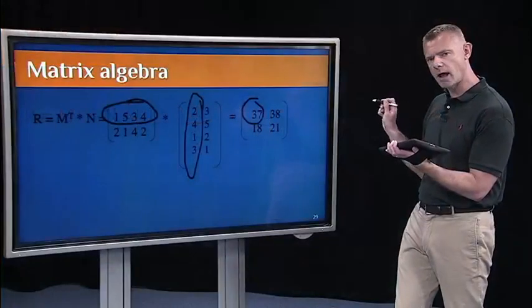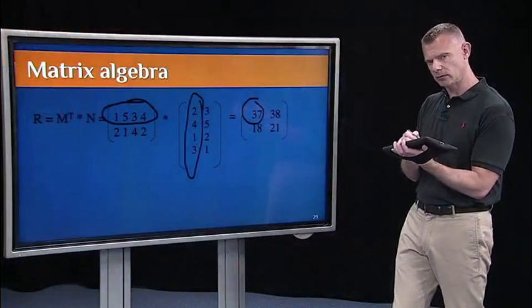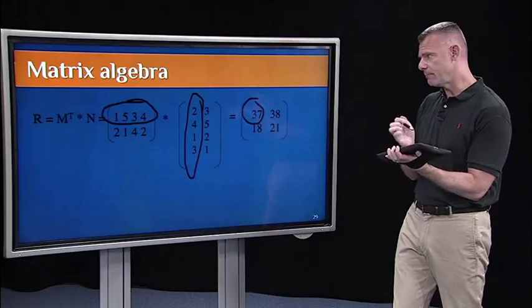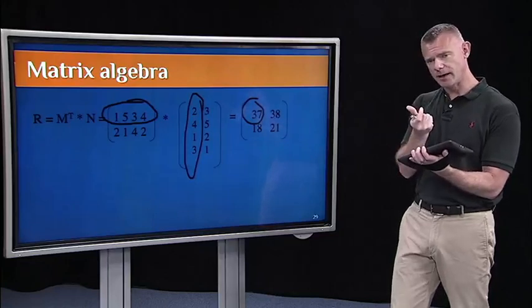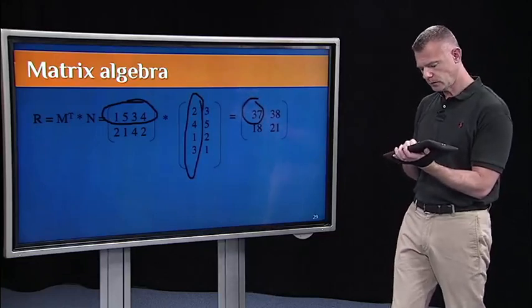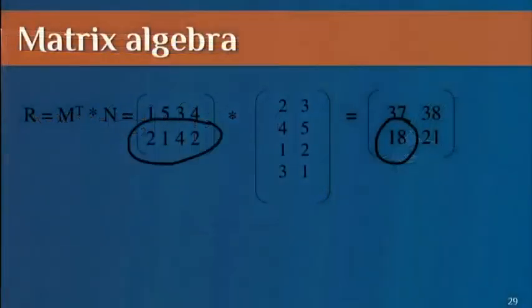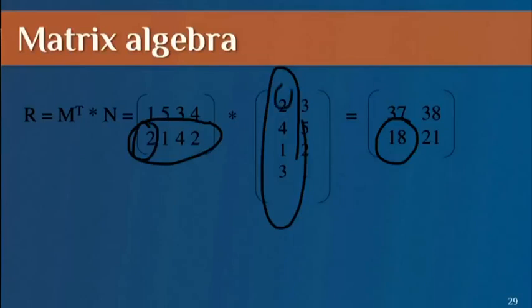So how did I get row 1, column 1 of the product matrix? I went across row 1 of the first matrix, down column 1 of the second matrix. I multiplied each corresponding element and took the sum of the products. And that got me 37. We could do that for row 2, column 1. So now I'm in row 2, column 1. So I take 2 times 2 is 4, plus 1 times 4 is 4, that's 8, plus 4 times 1 is 12, plus 2 times 3 gives me 18.